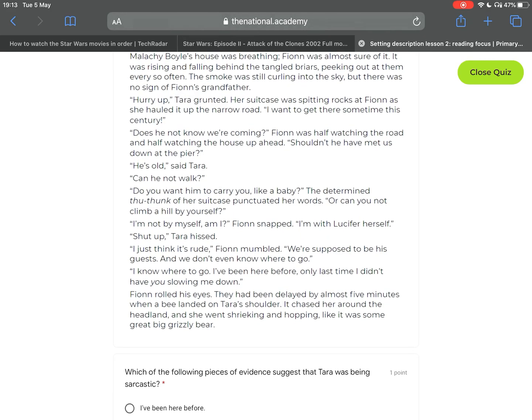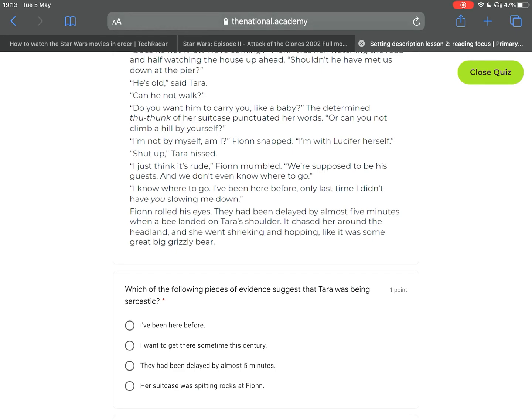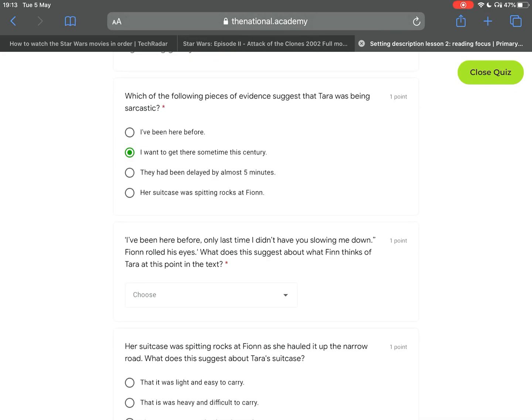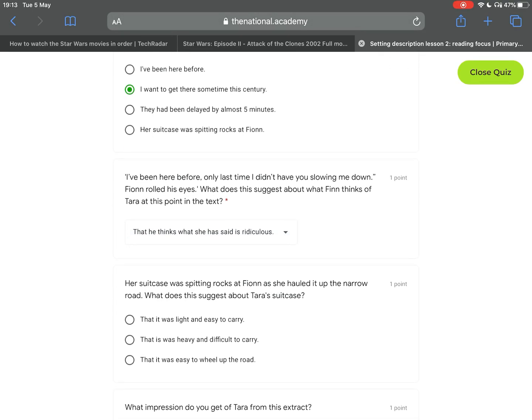Which of the following pieces of evidence suggest that Tara was being sarcastic? It would be, I want to get there sometime this century. I've been here before, only last time I didn't have you slowing me down. Fionn rolled his eyes. What does this suggest about what Fionn thinks of Tara at this point in the text? The answer would be that he thinks what she has said is ridiculous.